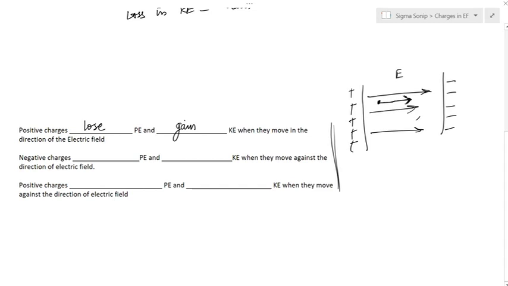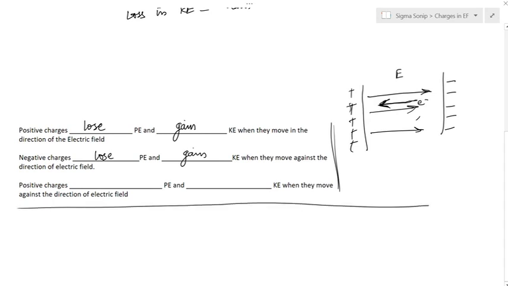If we've got a negative charge here, and the negative charge moves against the direction of the electric field, so the negative charge is moving in this direction. This is a negative charge, an electron. When it moves from here to here, it is feeling attracted towards the positive plate, so it will speed up, which means there will be a gain in K, which also means there will be a loss of P. The third one I want you to write on your own.